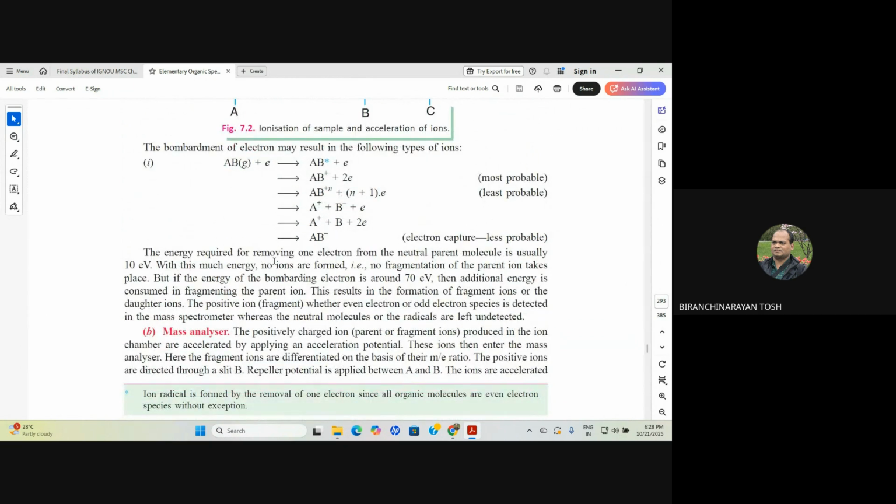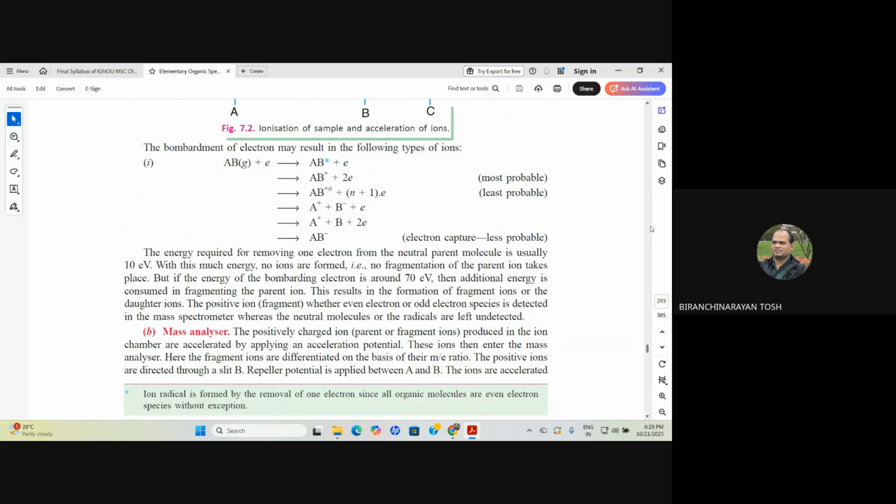So the energy required for removing one electron from the neutral parent molecule is usually 10 electron volt. With this much energy, no ions are formed, so no fragmentation of the parent ion takes place. But if the energy of the bombarding electron is around 70 electron volt, then additional energy is consumed in fragmenting the parent ion. This results in the formation of fragment ions or the daughter ions.